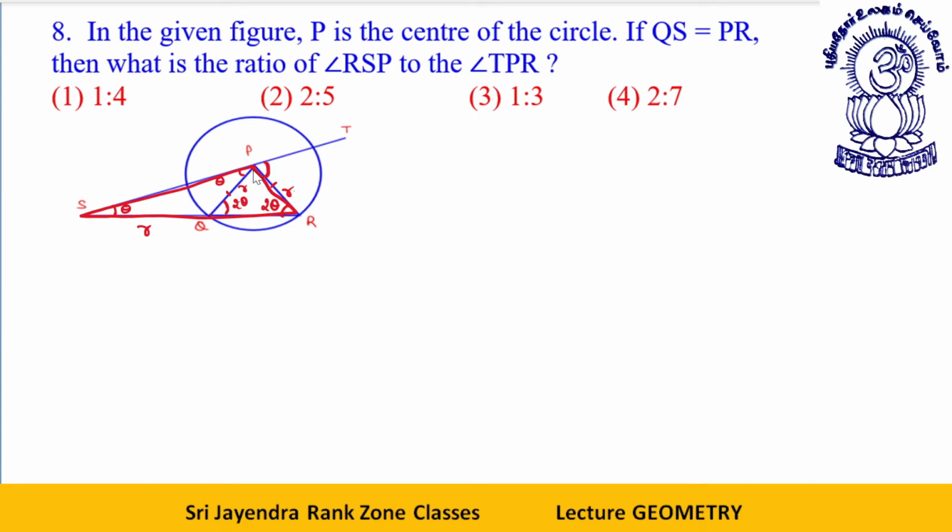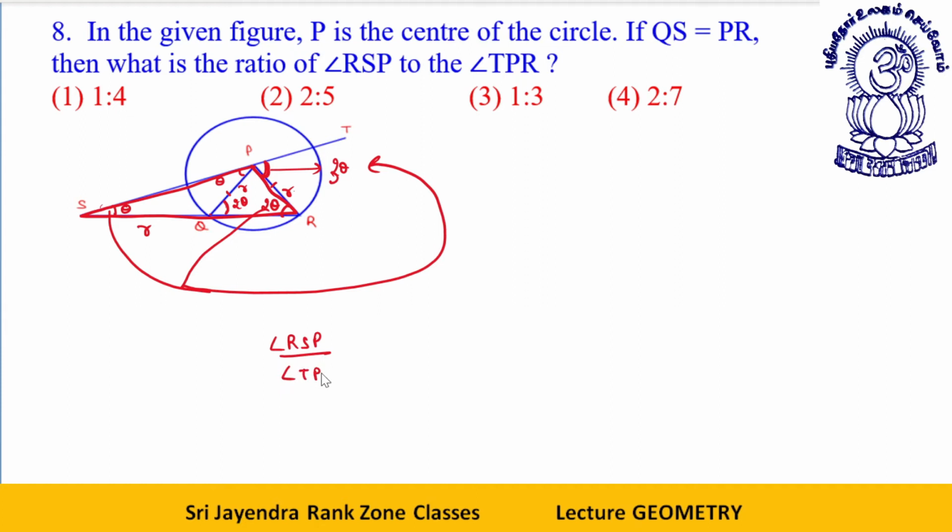2 theta. Now this is the bigger triangle and this is the exterior angle. This exterior angle will be equal to the sum of these two, this plus this combined together to give you this angle 2 theta, 3 theta. Okay, so what is the ratio? The ratio of angle RSP to angle TPR: RSP is equal to theta, TPR is equal to 3 theta. This is your answer. Okay, clear my dear students? Let's move ahead.